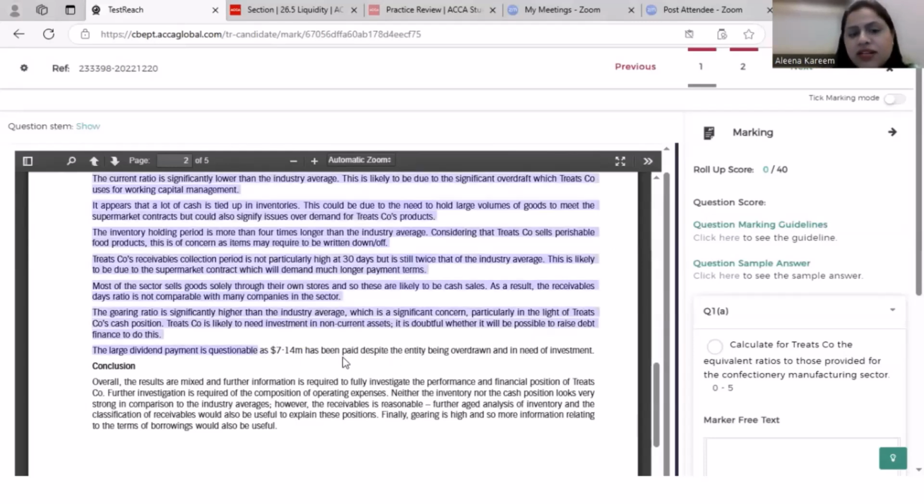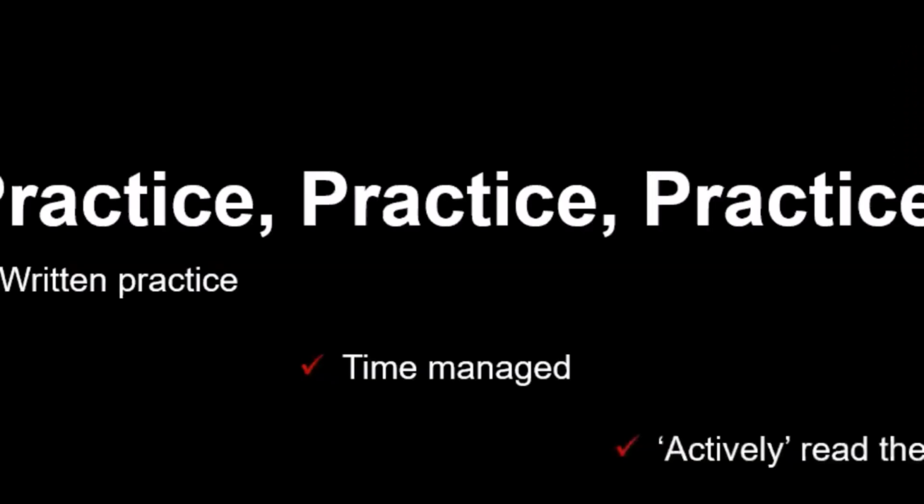Large dividend payment is questionable because the company was already overdrawn and the directors still went away and gave the dividend also. So this is how the questions normally look like. That was the practice platform for you.